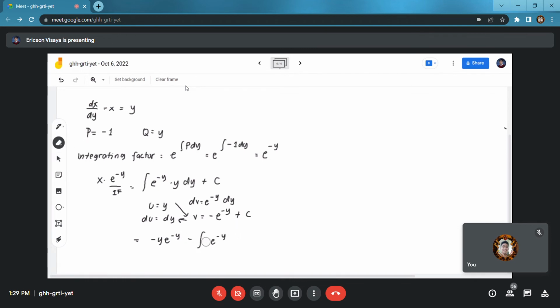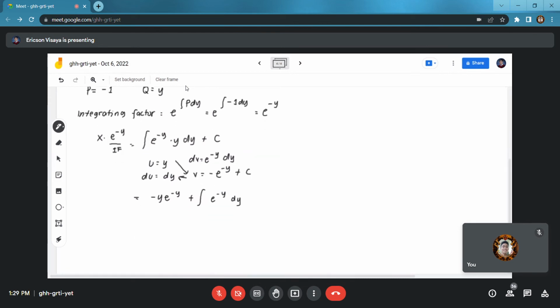The integral of e raised to negative y dy is negative e raised to negative y. So this is equal to negative y e raised to negative y minus e raised to negative y, which equals x e raised to negative y. Then, plus c, don't forget the c. Divide both sides by our integrating factor.